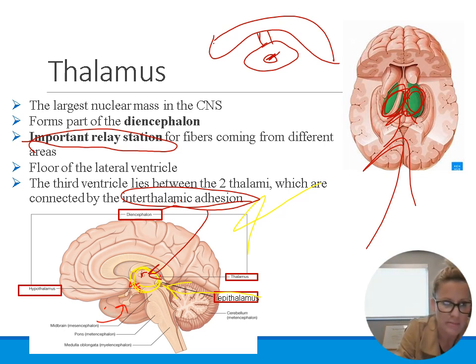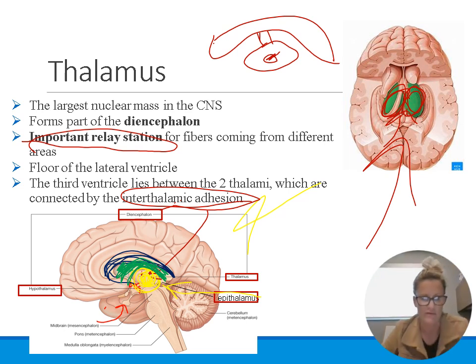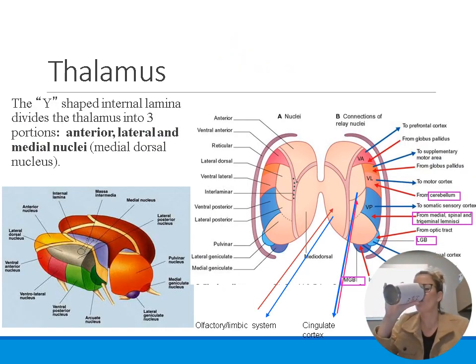Again, if you look at this bottom picture in yellow, I've circled the thalamus itself. And then here in blue, this is where the corpus callosum is. The area between the two is the lateral ventricle. So all this area right here is the lateral ventricle. You can see that the thalamus is on the very bottom of it, forms the floor of it.